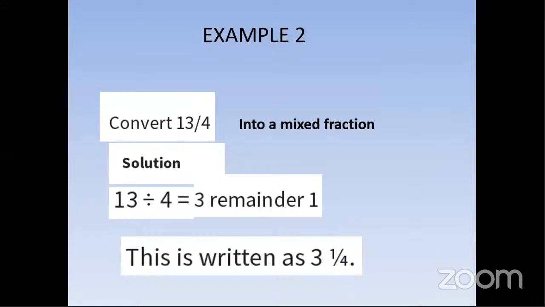The second one. We are looking at another example. If they tell us to convert 13 out of 4 into a mixed fraction, we say step 1, divide. Step 2, find the whole number. When you say 13 divided by 4, you get 3, and the remainder is 1. We write 3 as the whole number, and then the remainder at the top out of the other value down. So that will be our answer.